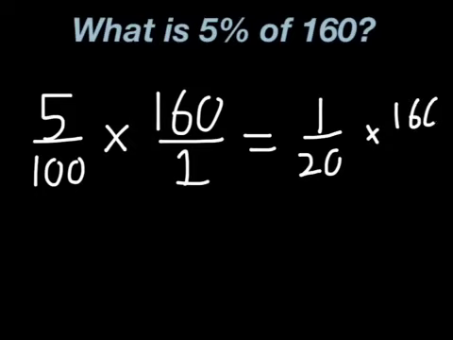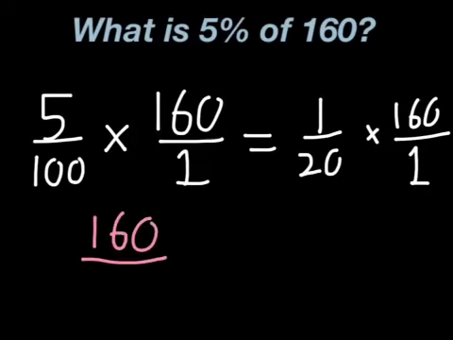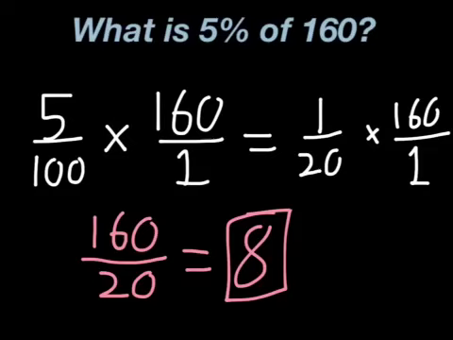Times 160 over 1. In my numerator, 1 times 160 is 160. And in my denominator, 20 times 1 is 20. Now 160 divided by 20 will give me, that's the same as 16 divided by 2. And that is, of course, 8. So that's another way of getting our answer, just literally translating this from English into mathematics and going from there.